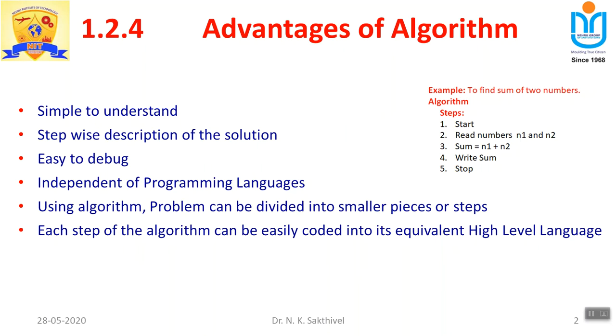And the last one is that each step of an algorithm can be easily coded into equivalent high-level languages. After seeing this algorithm, I can simply understand it. For example, if I would like to implement this algorithm in Python, after seeing these steps, I can easily implement it. So these are the advantages of algorithms we can list down. This is an A part question, so obviously 6 points are enough.